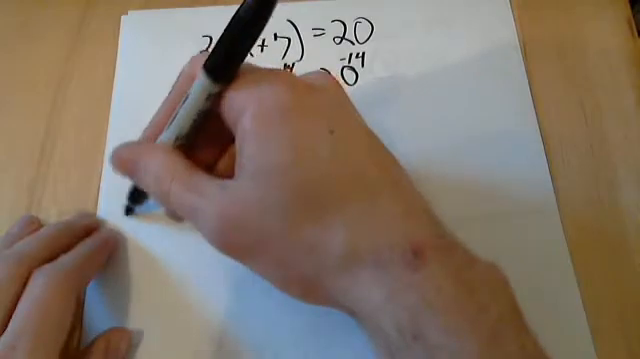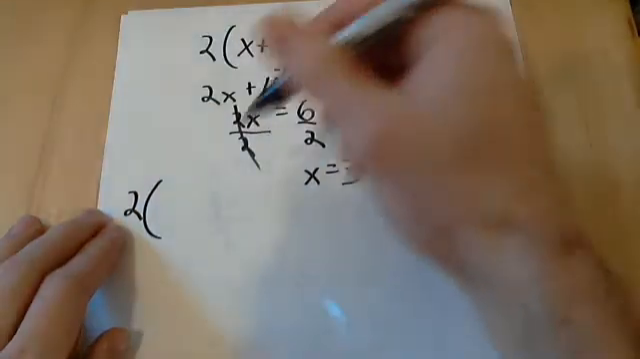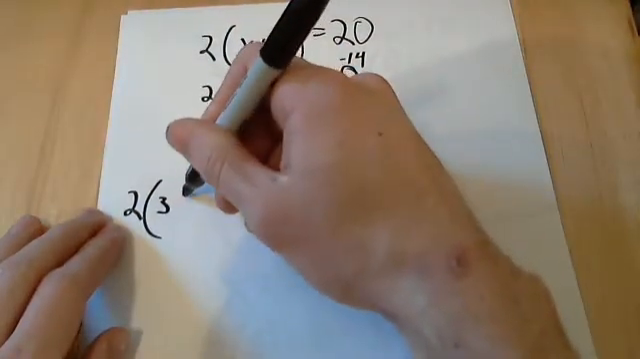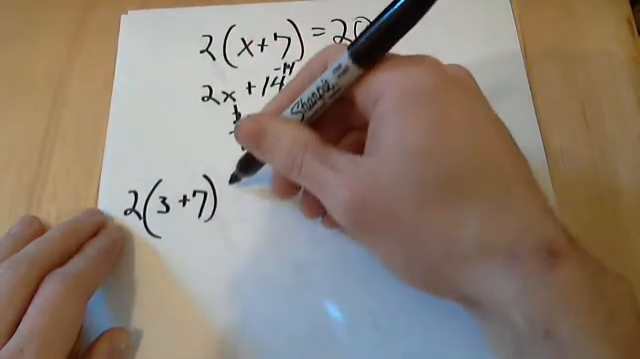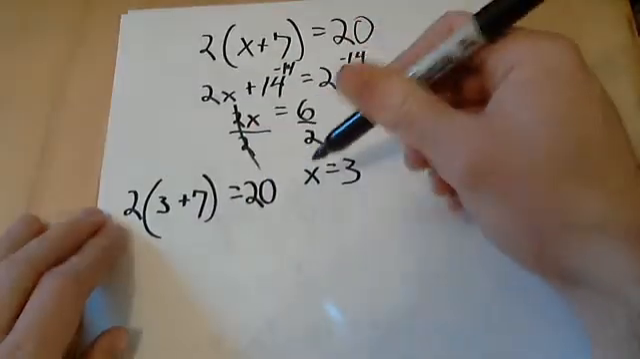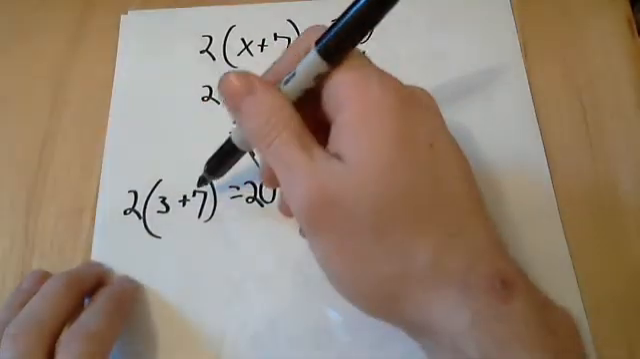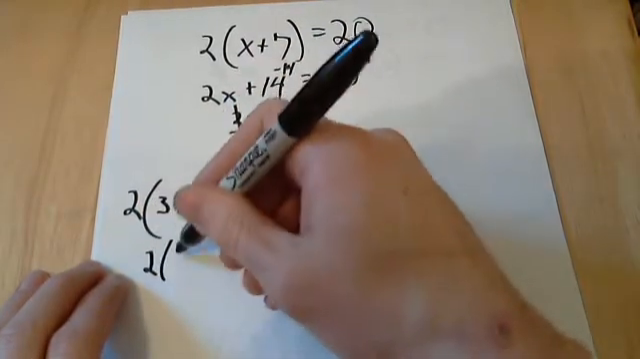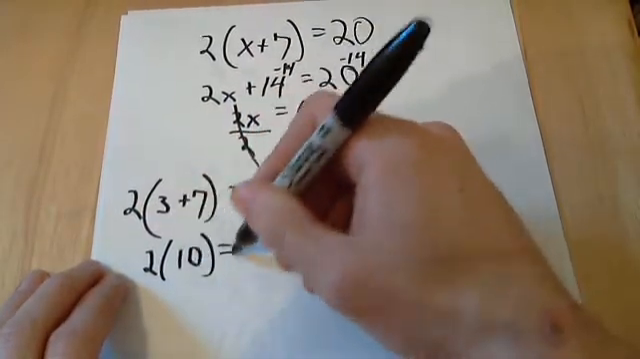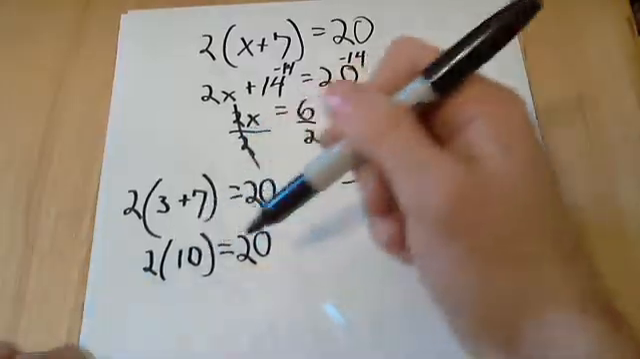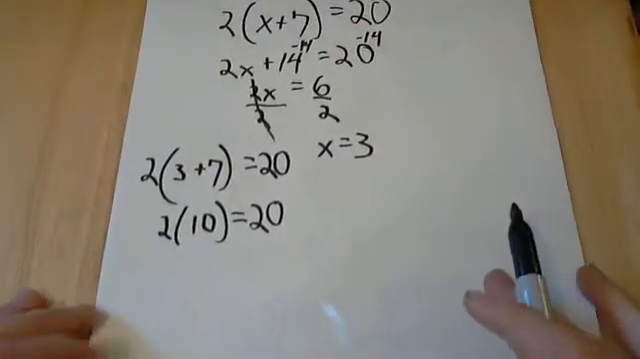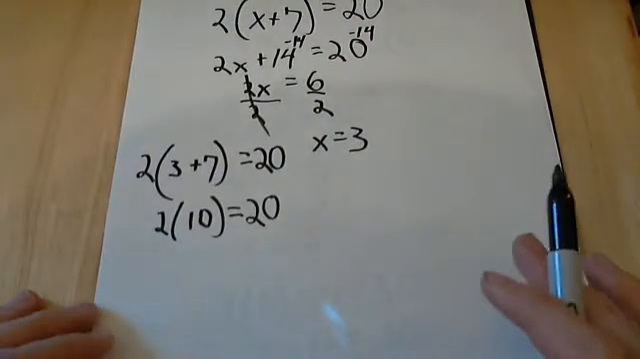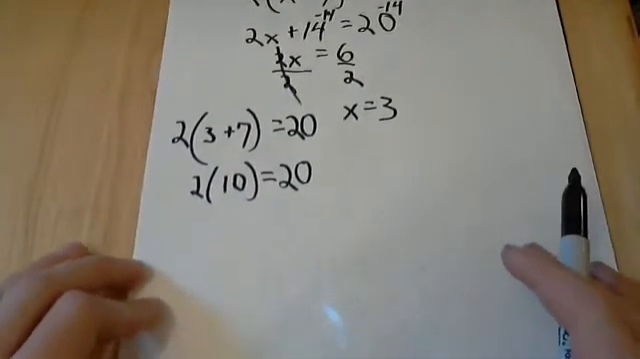So now, 2 times our 3 for x plus 7 equals 20. Okay, so 3 plus 7 is 10, so we have 2 times 10 equals 20. 2 times 10 is in fact 20, so we know that it works yet again. So now, I'll give you one more example.